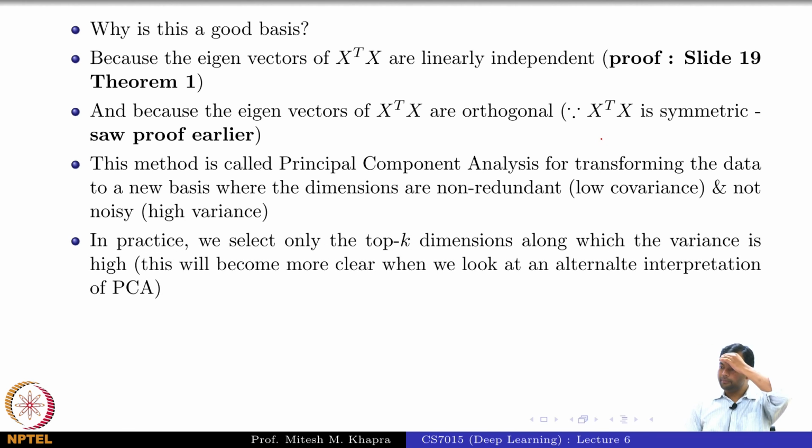Now in practice, how many eigenvectors would you have? N eigenvectors. Do you want to keep all of them? Which ones will you throw away? The low variance ones. And now in the next interpretation, we'll try to see what happens when you throw away the least important dimensions. What do you mean by the least important dimensions?